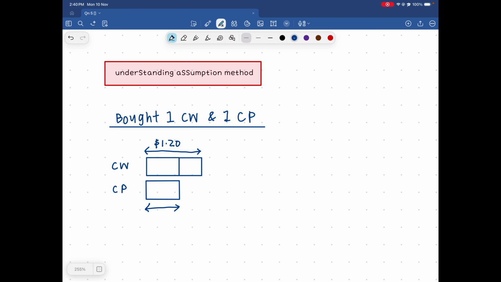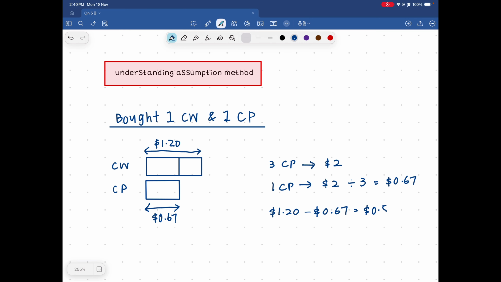How do I get 67 cents? It will be 3 curry puff based on the diagram given is $2. So for 1 curry puff, I will take $2 divided by 3. It will give me approximately 67 cents. This is a recurring number, so I have already rounded it off to 2 decimal places for this question. So the chicken wing is slightly more expensive, and let's find the difference in the cost. To find the difference, I will take $1.20 minus 67 cents. This will give me 53 cents.